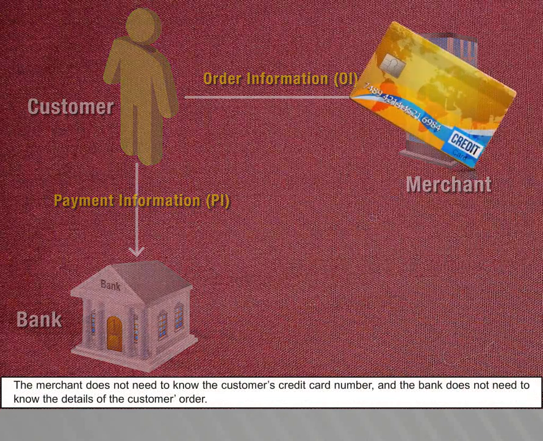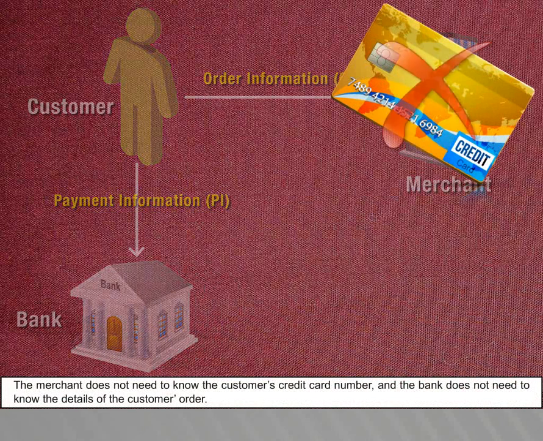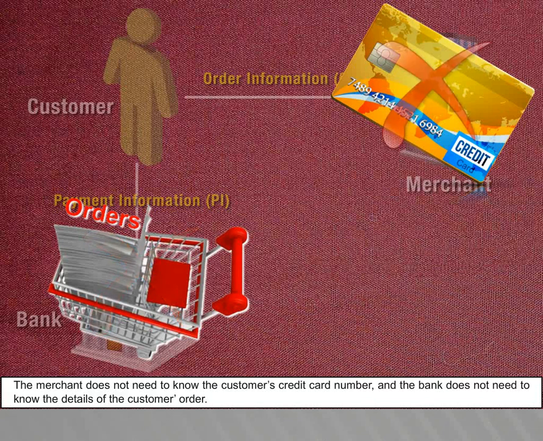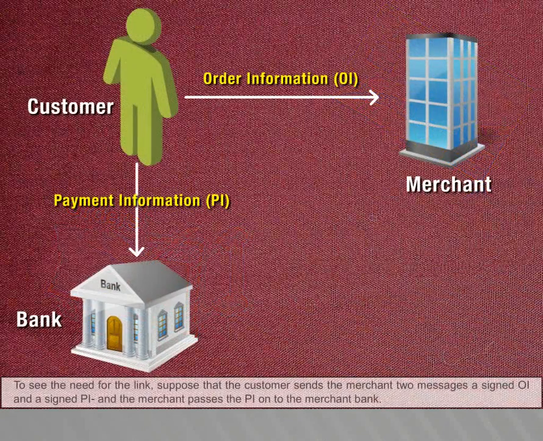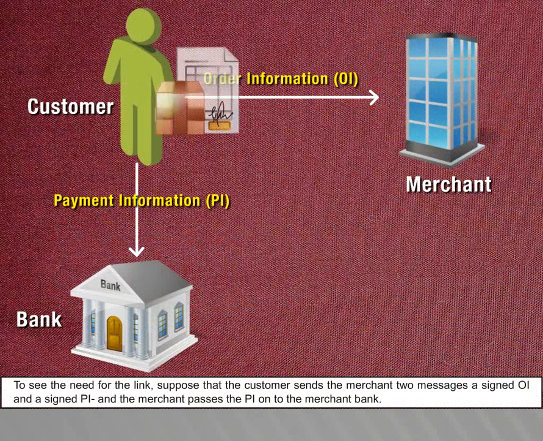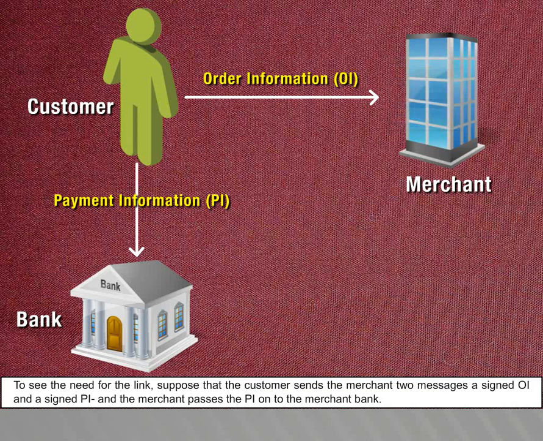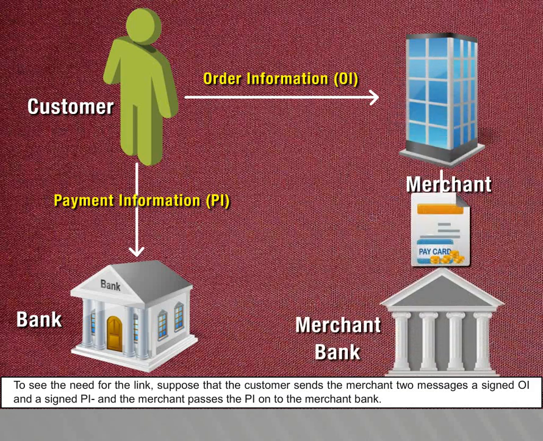The merchant does not need to know the customer's credit card number, and the bank does not need to know the details of the customer order. To see the need for the link, suppose that the customer sends the merchant two messages, a signed OI and a signed PI, and the merchant passes the PI on to the merchant bank.